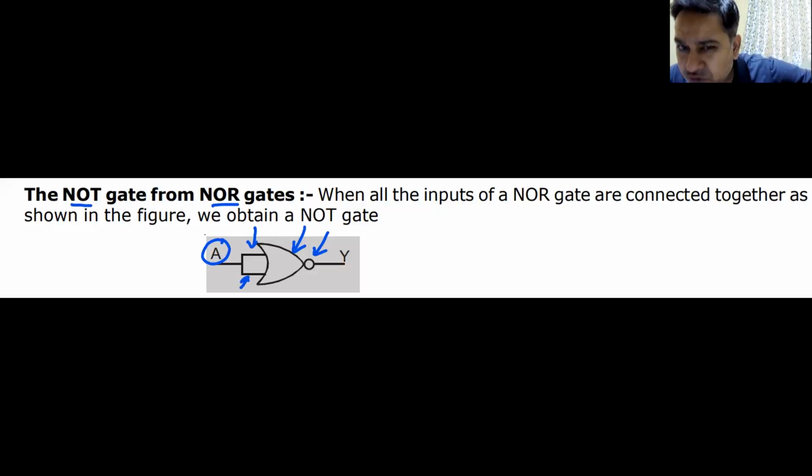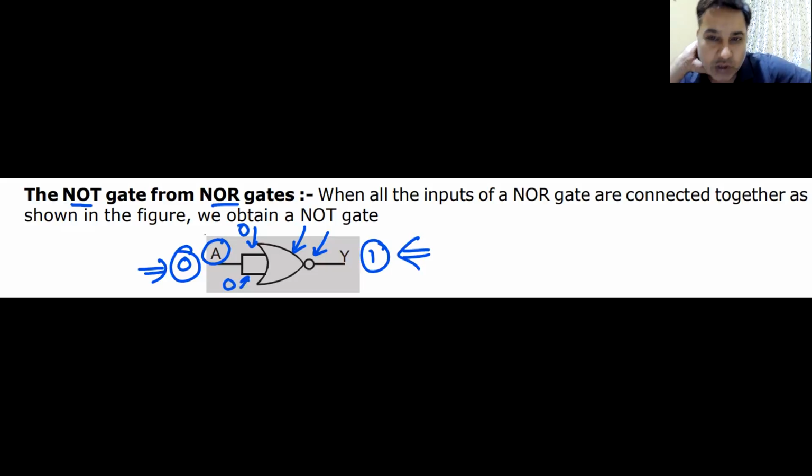And when you draw the truth table, you will understand that if I put 0 here, I will get 0 and 0 here. Yes or no? Yes, sir. And what will be the result of 0 and 0 on the NOR gate? 1. 0 and 0 will become 0, and 0 ka ulta will become 1. So I will get 1 here. Yes or no? Yes, sir. So when you put 0 in the input, you get 1 in the output, and hence you have converted a NOR gate into a NOT gate, or you have created a NOT gate out of a NOR gate.